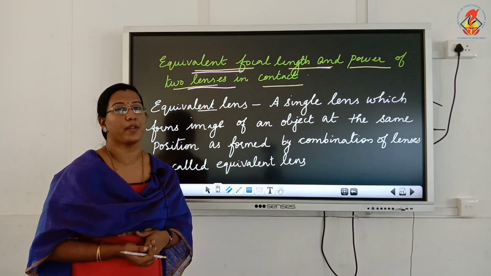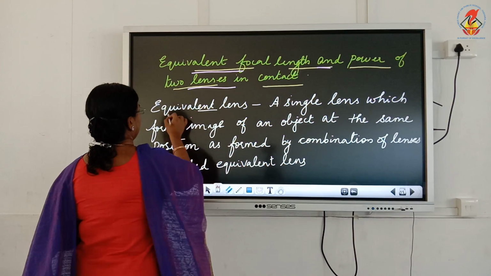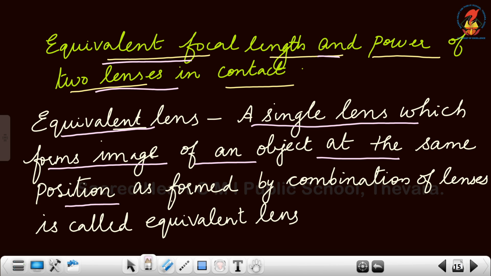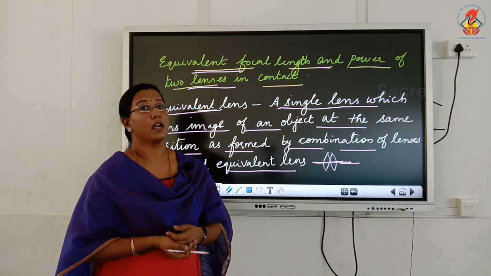We are going to talk about combination of lenses. So let us first see what we mean by an equivalent lens. Equivalent lens: a single lens which forms the image of an object at the same position as formed by the combination of lenses is called an equivalent lens. Imagine you have a convex lens which forms an image at a position, and if instead of this single convex lens you combine two coaxial lenses placed very close to each other, and you get the same image at the same point, then the first convex lens and this combination of lenses can be said to be equivalent.